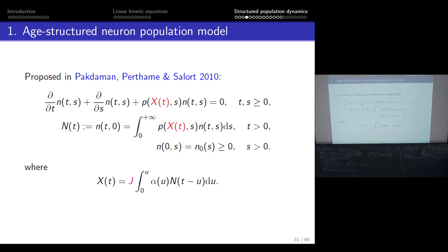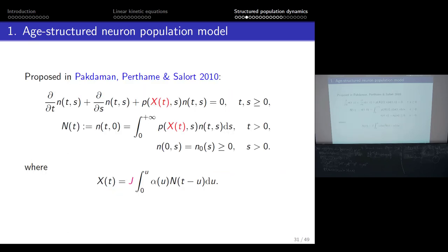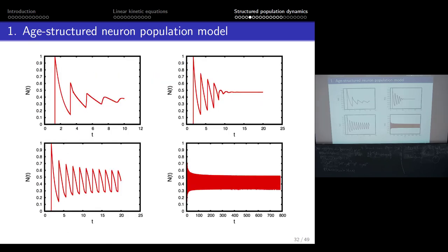J is the network connectivity. This model has very interesting behavior. For example, with J equal to 2, there is one unique equilibrium, and this is the flux of neurons which are having discharge at time t, right? So it goes to equilibrium after some time. And when J is 3.5, again the same kind of behavior. But for other values of J, in these simulations, there is an oscillatory behavior.